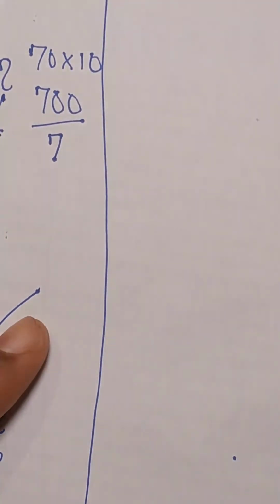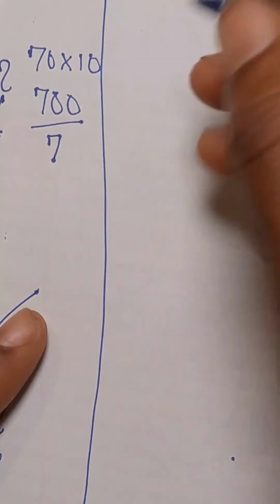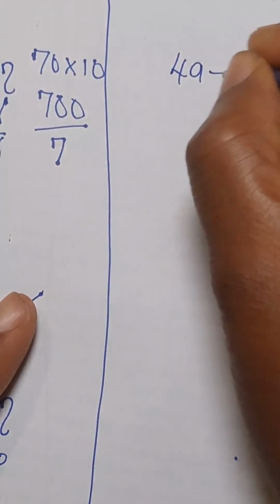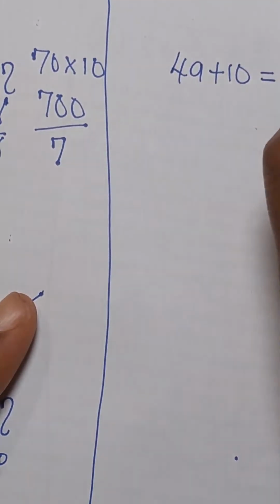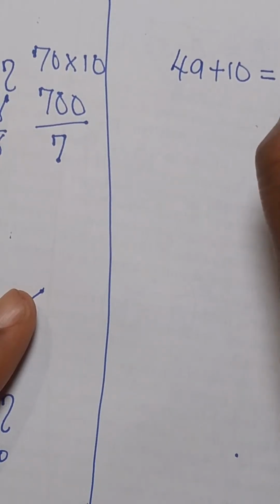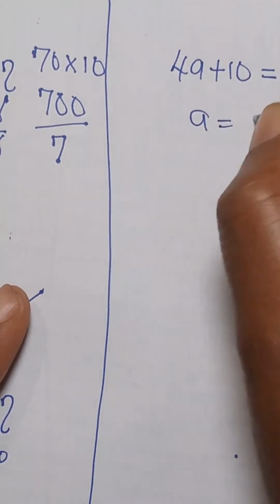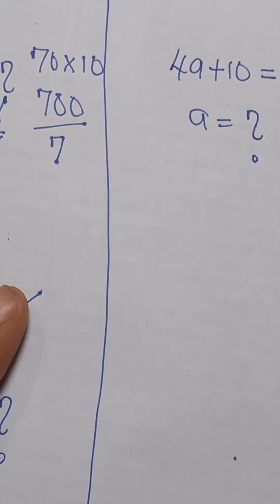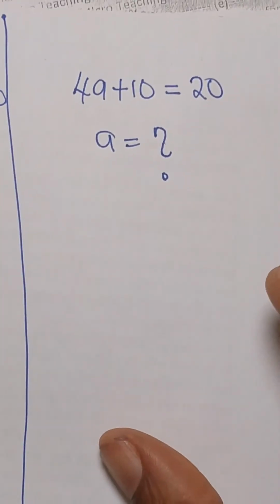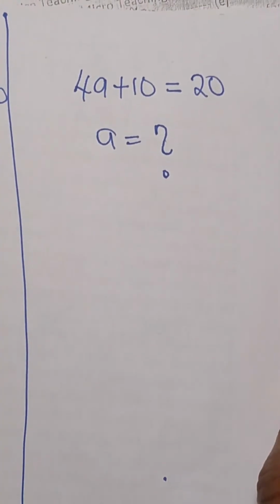Now let's solve another one. We have 4a plus 10 equal to 20. A is equal to what? We have 4a plus 10 equal to 20. A is equal to what? All right, so kindly drop your answer.